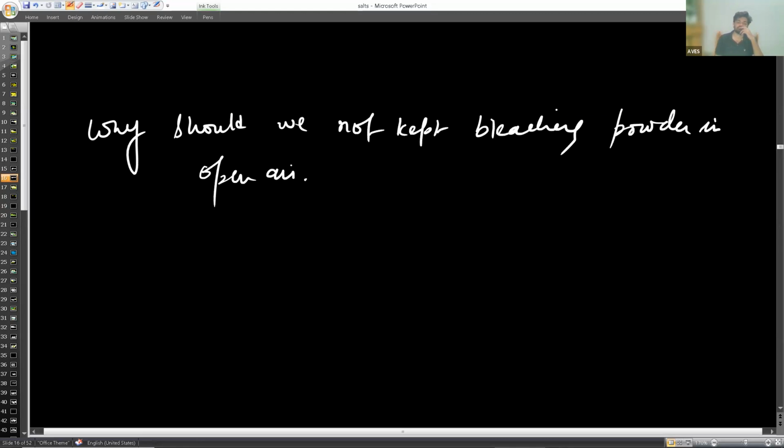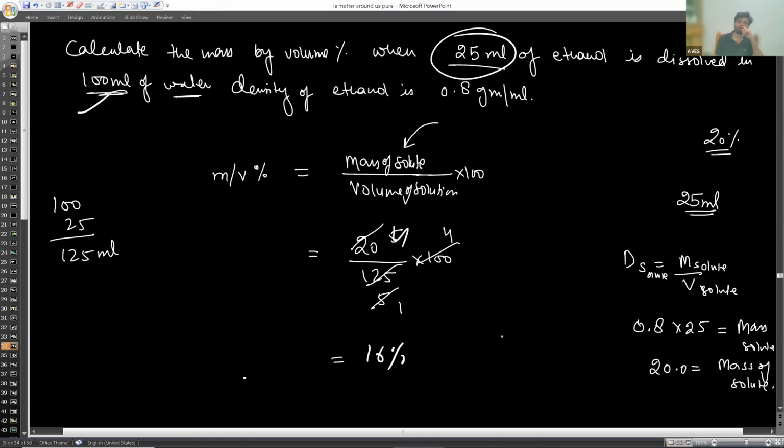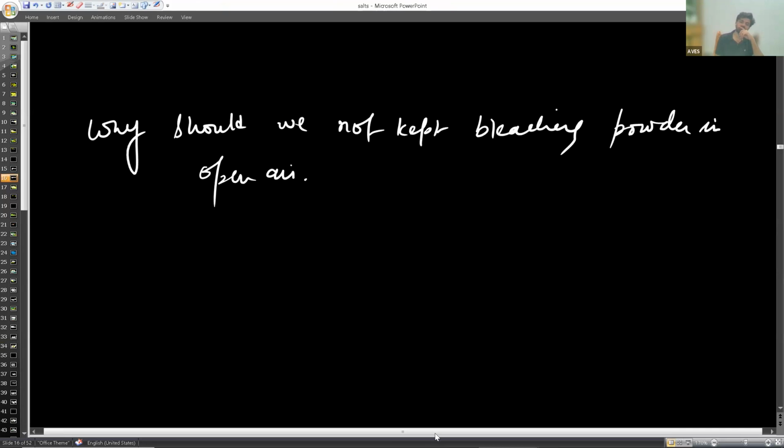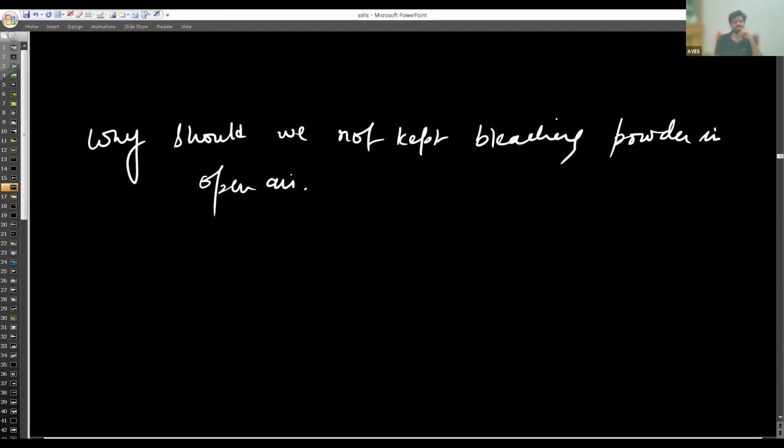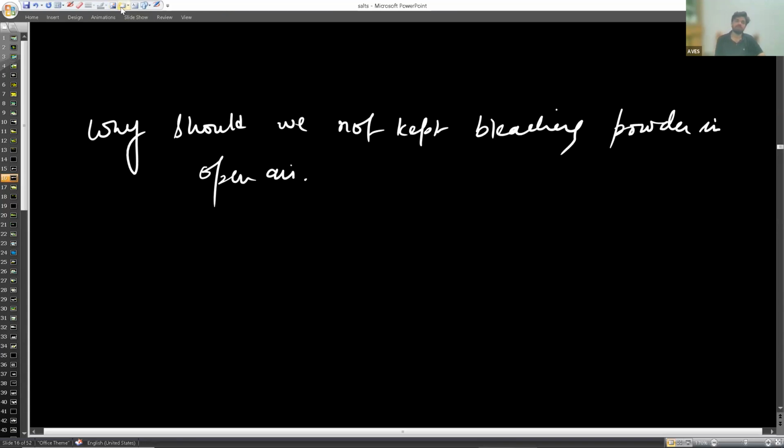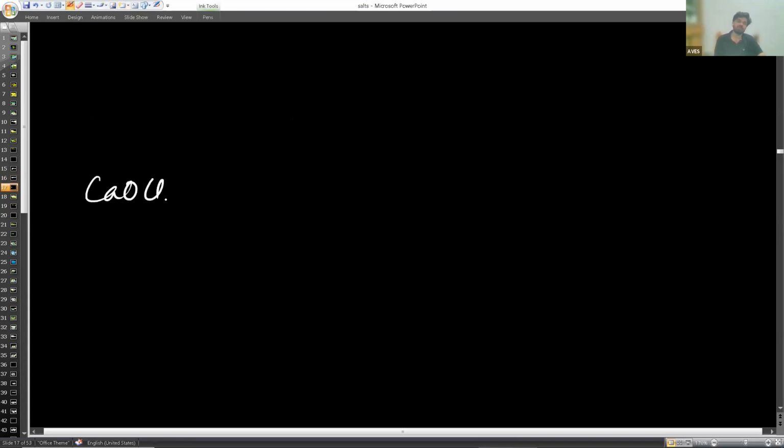When it gets exposed to air, it reacts with atmospheric carbon dioxide. And then what happens? A process starts. So what happens if it is kept in open air? It reacts with what? Atmospheric carbon dioxide. And then what will it give you?